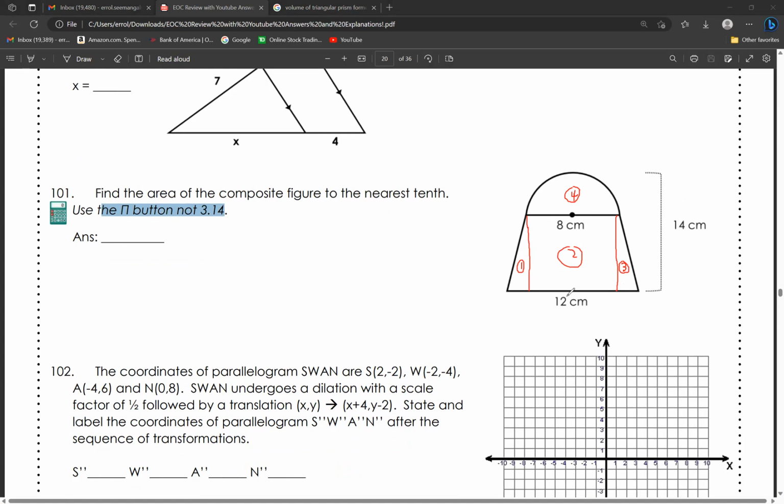1 and 3 are triangles. 2 is a rectangle, and then 4 is a semicircle. And they're saying the entire height is 14. Okay, so for the triangle on the left, what do we know? We know that this is 2. Actually, let's do it on here.